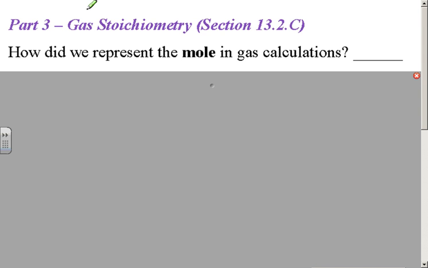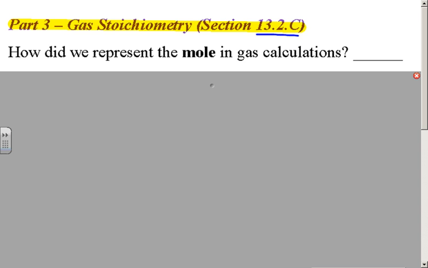All right, we are in part 3 of this chapter, which is about gas stoichiometry. You'll notice the section number for gas stoichiometry actually comes from a later chapter in your book. The rest of this has been chapter 9. This is found in chapter 13 because it's in the chapter with gases.